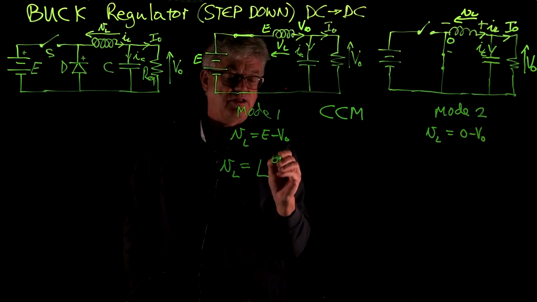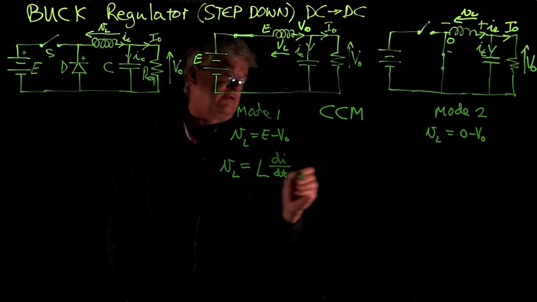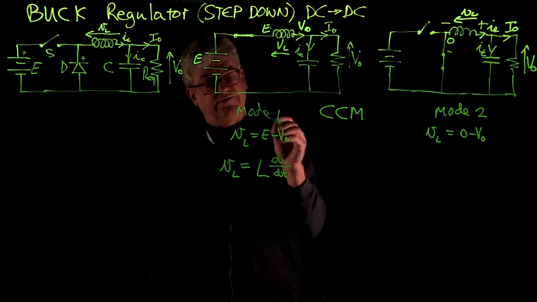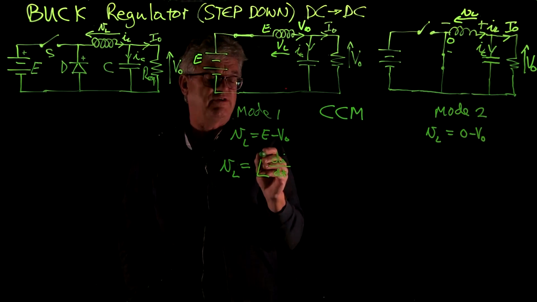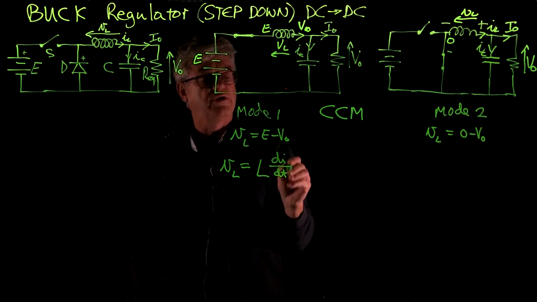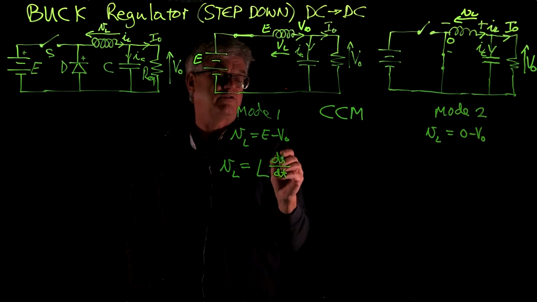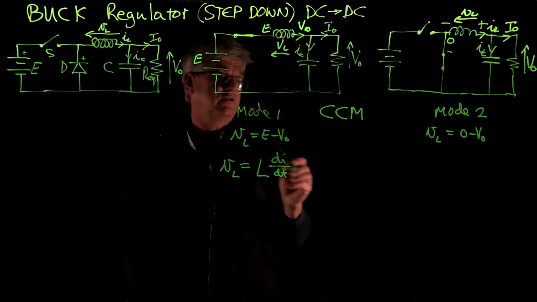So looking at the inductor, we know from days gone by that V is equal to L di dt. So this E minus V out during the time that the switch is closed is equal to the size of the inductor multiplied by the slope of the current through the inductor during the time that the switch is closed.